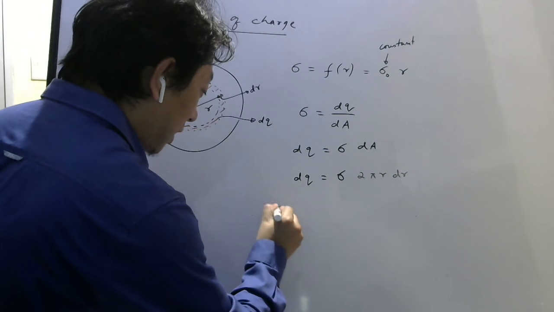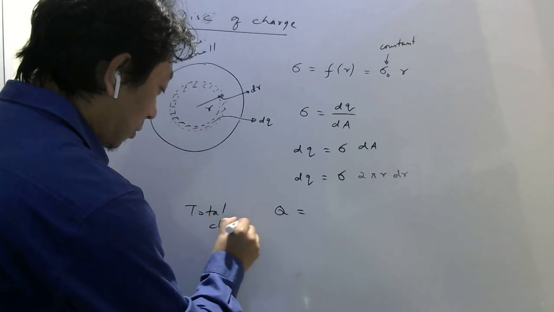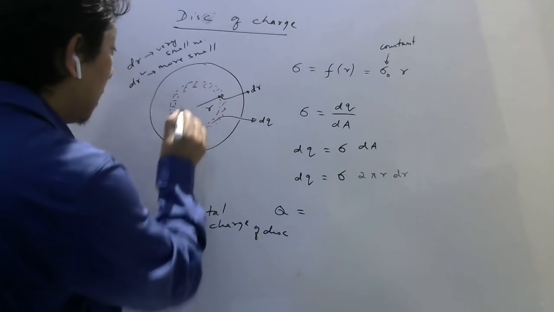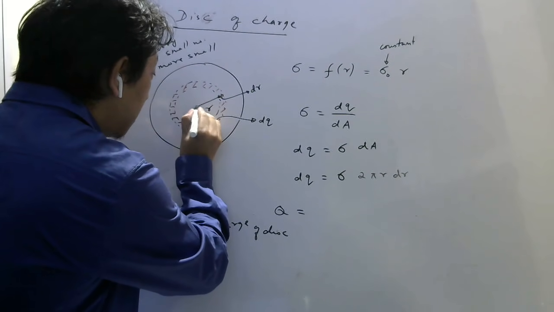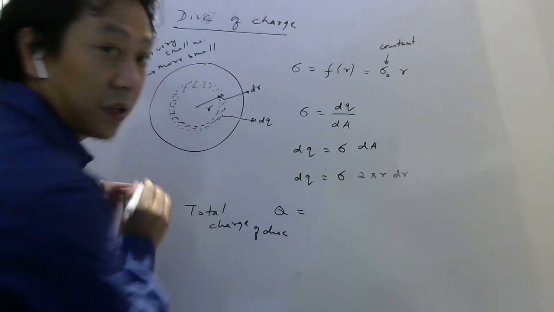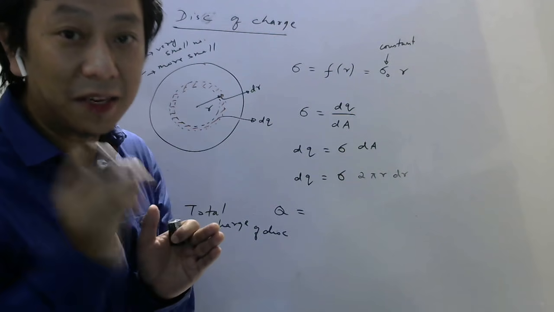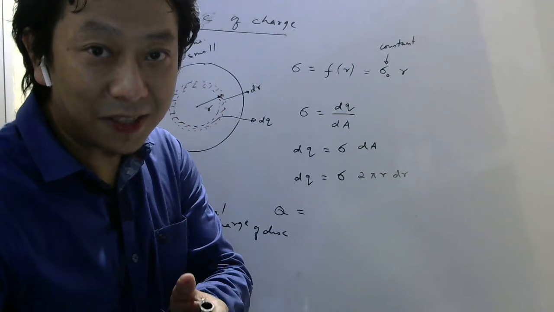So the total charge of the disk, if I want to know, how will I find it? I will start from this ring which has 0 radius. Then I will go to this ring. Then I will go to this ring. And then I will keep adding charges on those rings. That is exactly like asking the price of one apple, then adding it with the price of the next apple, like that.